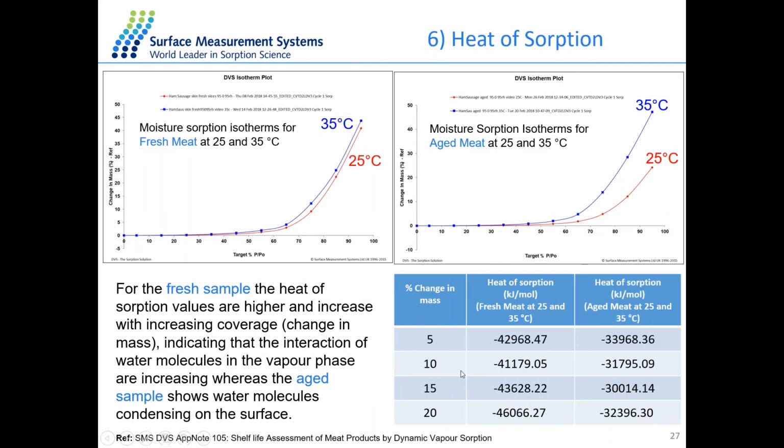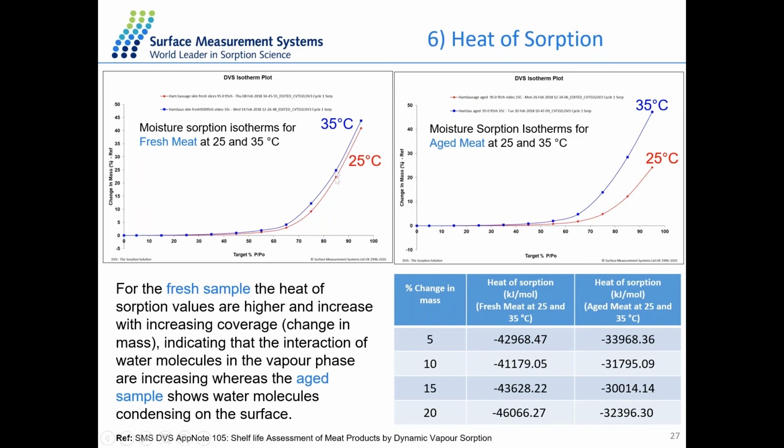The next application is about the heat of sorption, which is a very useful parameter for the prediction of the sorption mechanism. And to calculate the heat of sorption, we need to have at least 2 different temperature experiments. And the first example we have here is about the meat sample. And we perform the same experiments at both 25 and 35 degrees. And we have two different samples here, which are the fresh meat and the aged meat. And aged meat is just exactly the same sample put in the fridge for a week.